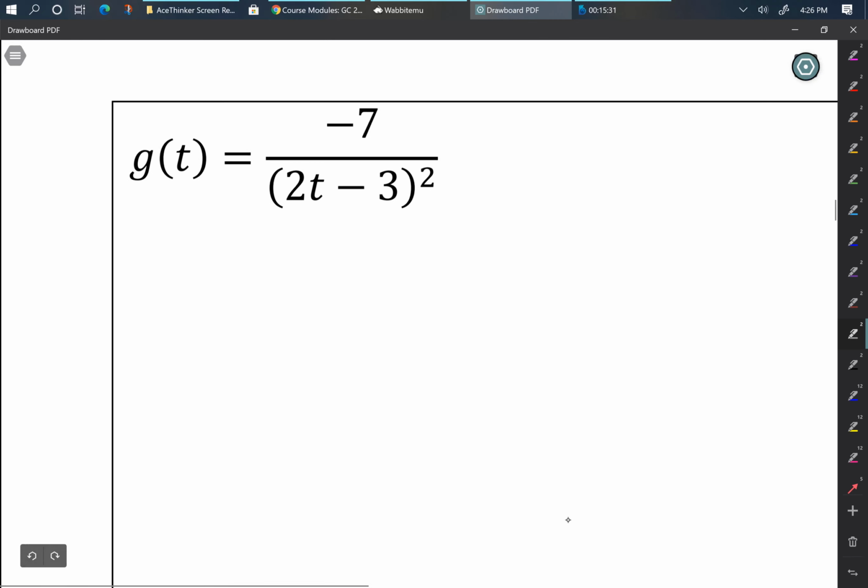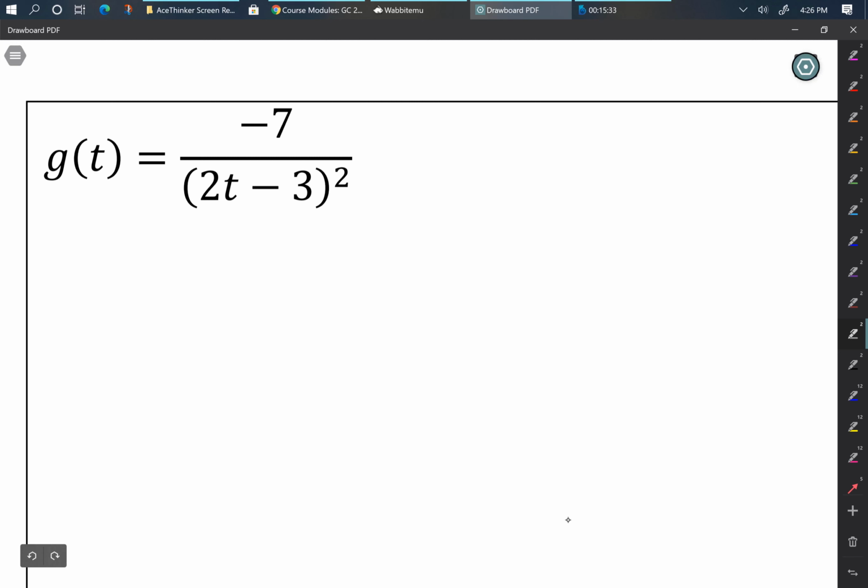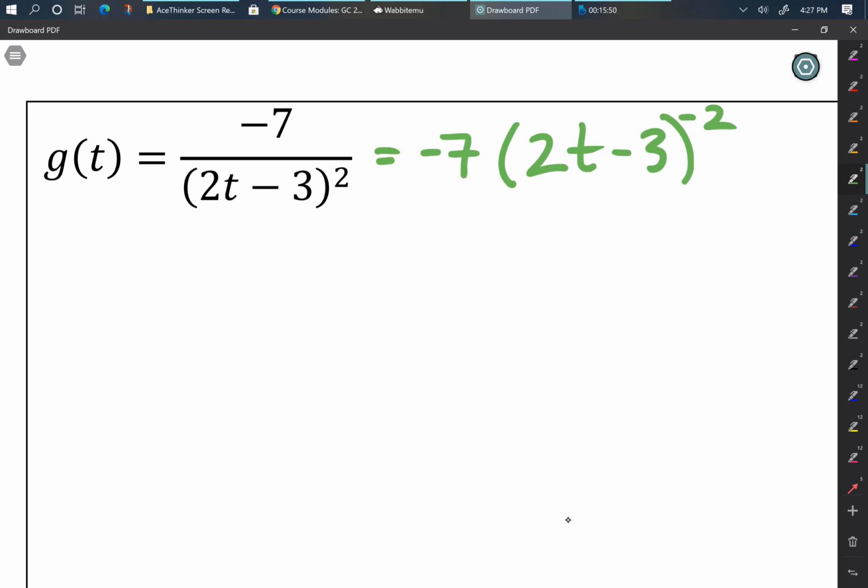Is this the same problem again? I don't know. Let's check and see. Because I'm looking at a fraction where there's only variables downstairs, so I'm thinking that maybe I should rewrite this as negative 7 times 2t minus 3 to the negative 2. Now, is it the same problem? Almost. Nothing else had a negative 7 out in front, or for that matter, nothing else had a numerical coefficient out in front. But that's okay because I got a rule for that.